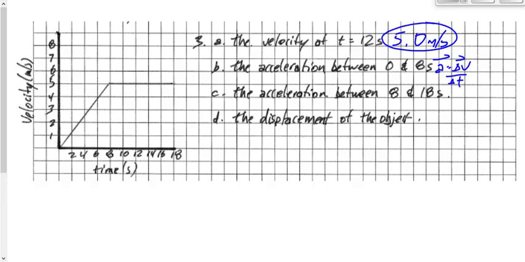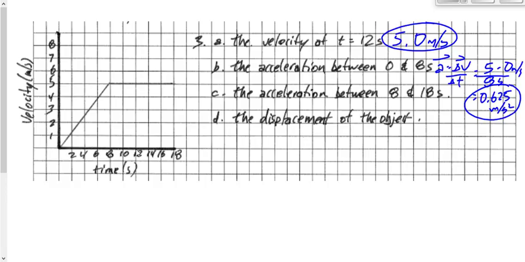Delta v, the change in velocity is 5 minus 0 between 0 and 8 seconds. And the time is 8 seconds. So that gives me 0.625 meters per second squared. And it's positive. Right? It's positive because you can see in this graph that it's speeding up, that it's accelerating. The velocity is increasing. Now, the acceleration between 8 and 18 seconds.